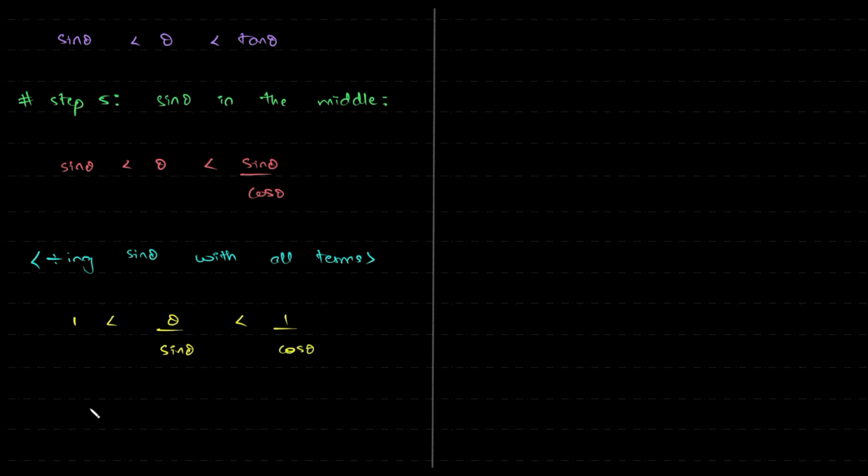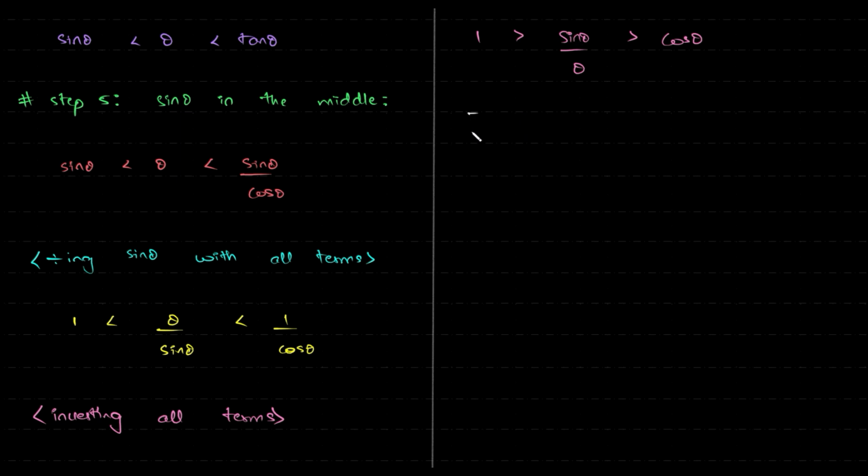Now we're going to flip all the terms, inverting all the expressions. So what happens to 1? It remains 1. What happens to theta by sine theta? It becomes sine theta by theta. And this becomes cos theta. And the signs also flip.